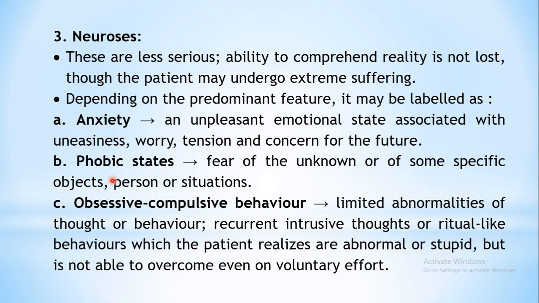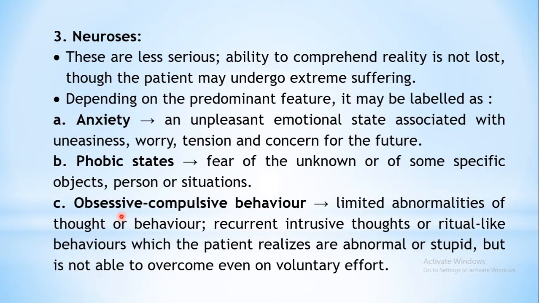And the second type of neurosis is phobic states. Phobia meaning fear about something. So here there is a fear of the unknown. Maybe you are afraid of some unknown thing or unknown future perception, or maybe of some specific object or person or a situation. Say for example you may have phobias with heights, or a particular situation, that is if a stage performance is there, or suppose you have to give a seminar, if you have to stand in front of 100 people and speak, you may have a phobia about that. Maybe you are afraid of one particular person. So that is a phobic state.